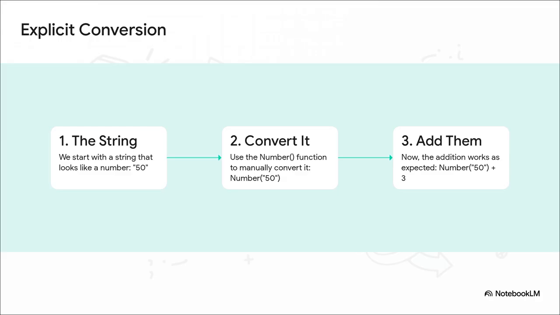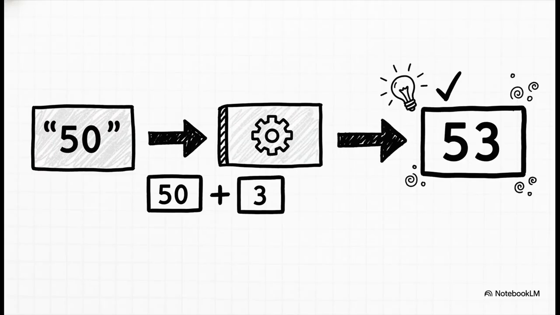It's super simple. We use JavaScript's built-in Number function. By wrapping our string 50 in that function, we're basically telling JavaScript, hey, pay attention, this thing is a number, before we even try to do the math. And boom, just like that, we get the answer we were actually expecting, 53. By explicitly converting that string to a number first, we get rid of all the guesswork and the operation works exactly the way it should.